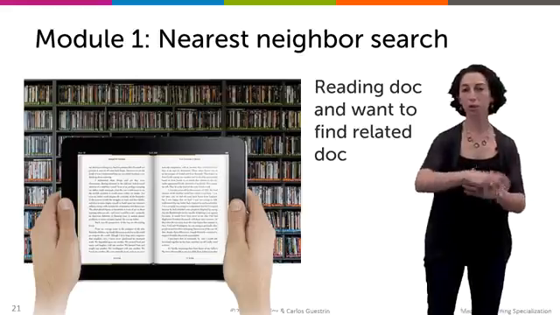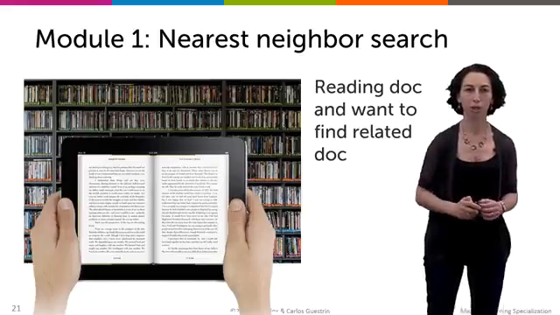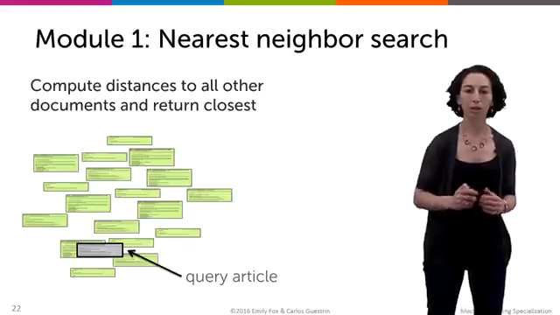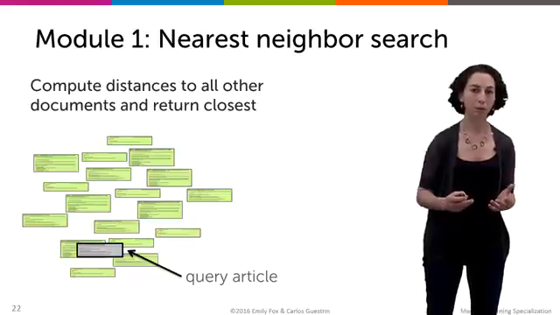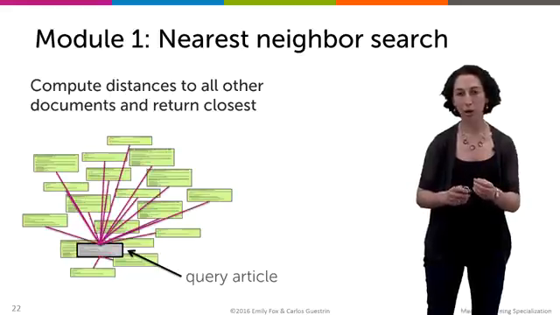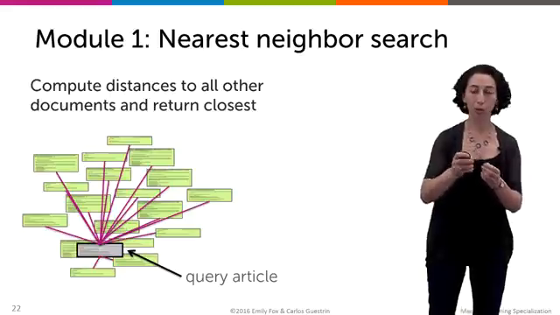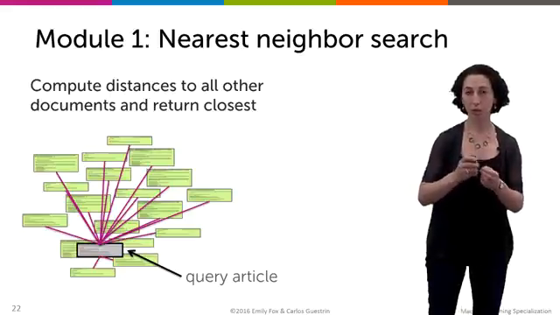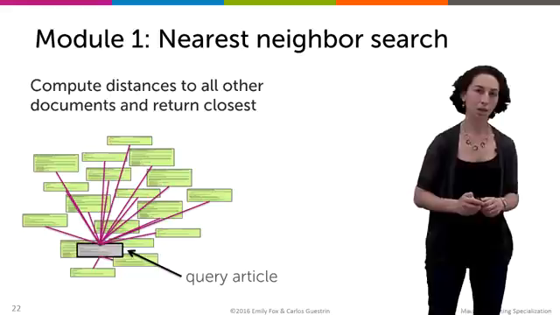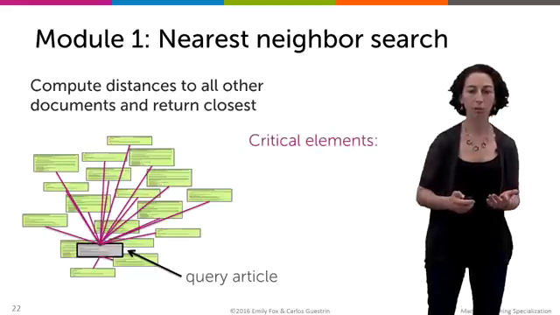reading, and we want to search over all these other documents to find a similar one that they might also be interested in reading. And to do this, we're going to talk about nearest neighbor search, where we compute the distances between our query article and every other article out there, and then retrieve the document that's closest, the one with the smallest distance. Well, there are a couple key components of doing this nearest neighbor search.